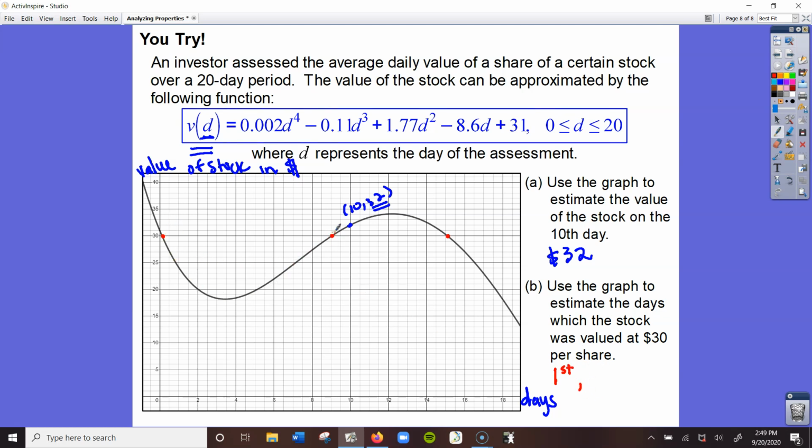Then again over here we just continue marking down those days. Again, on the 9th day the value of the stock was $30, and one more time here at 15. So after the 15th day, the value of the stock was also valued at $30. And that's it.